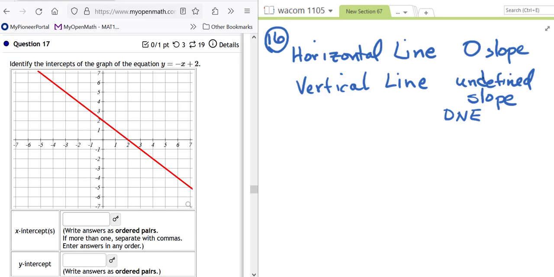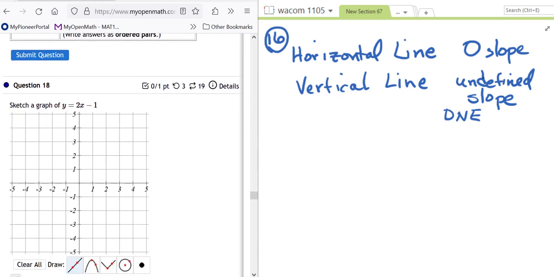Right, this is another intercept question, so I'm going to skip that one. We did that before. You just find it from your graph. You don't have to do it algebraically. They gave you the picture.